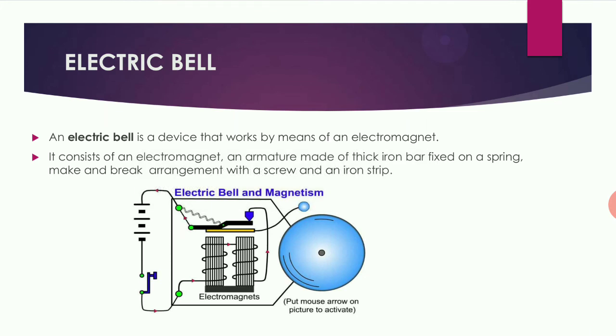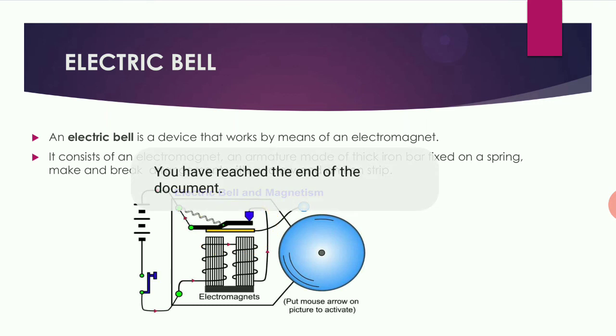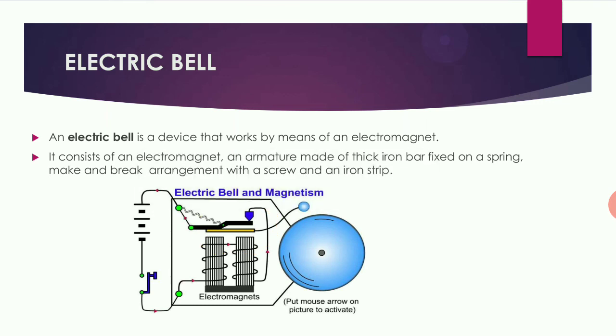This making and breaking of the circuit continues until you keep the switch pressed, and the hammer repeatedly hits the gong to make a ringing sound. In this way, the electric bell functions. So this is the diagram of the electric bell.